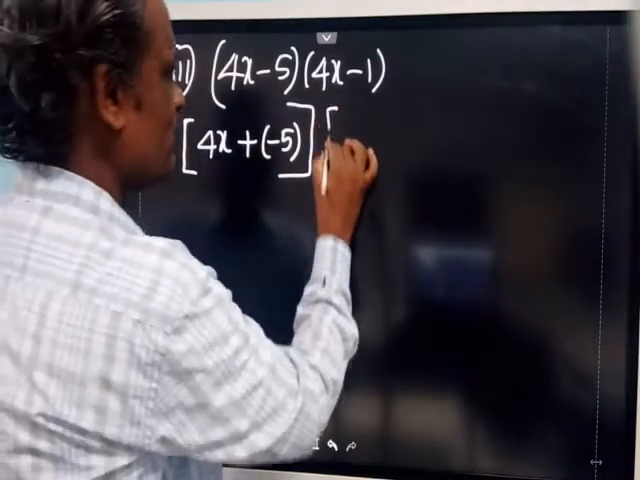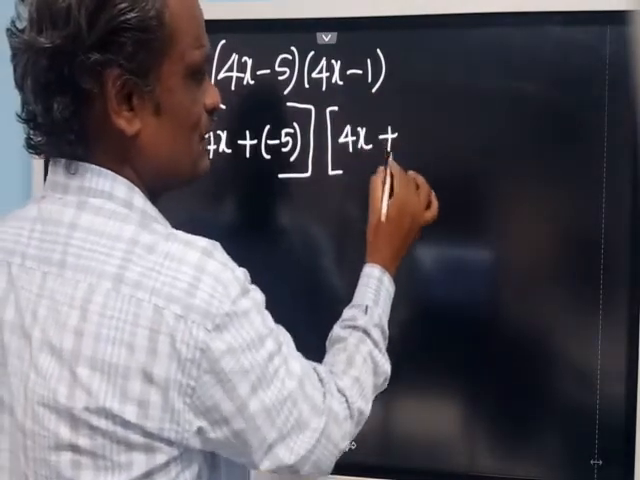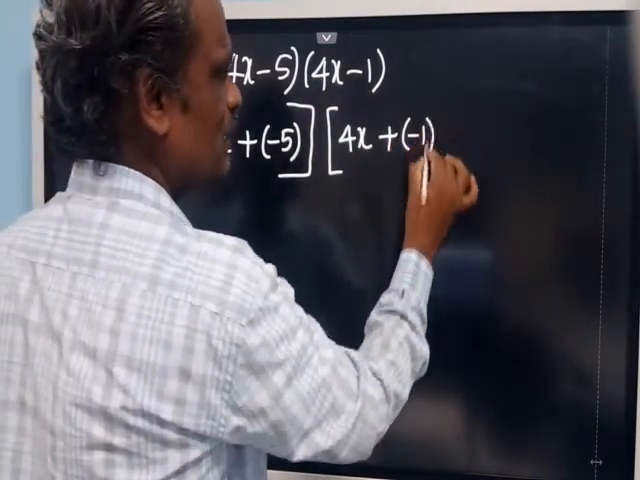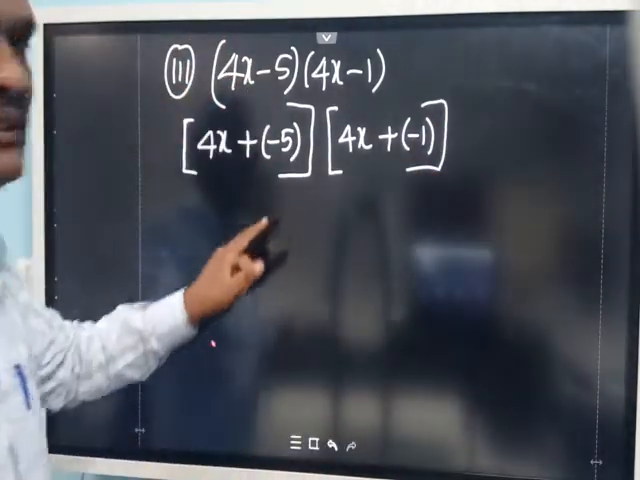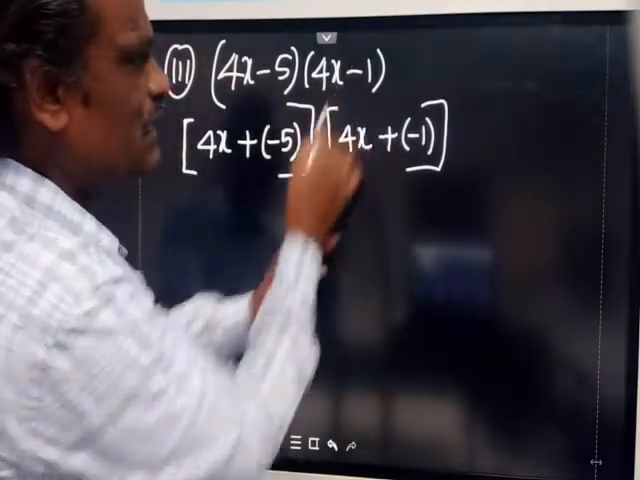This also we can do in the same way. 4x you write it as it is. Instead of writing minus, you will write plus, and inside the bracket you write minus 1. So what is the difference between this and this? There is no difference. Plus into minus, minus only. Here plus into minus, minus only.